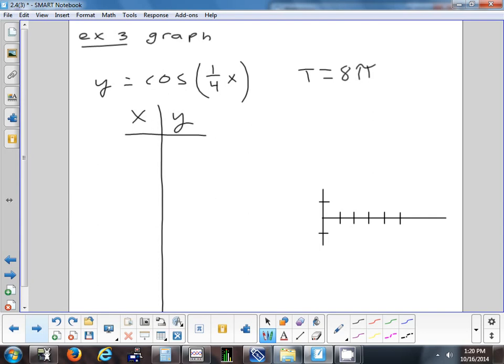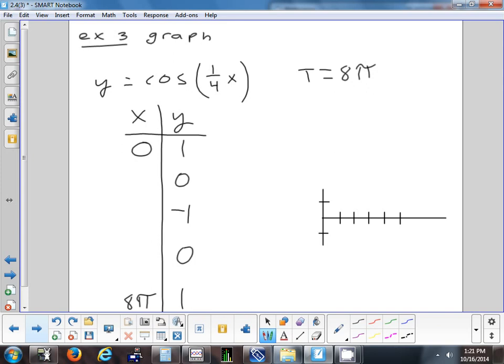Which column is not going to change? One, yep. What are my y values for cosine? 1, 0, -1, 0, 1. Okay, so we got our y values. My first x value is 0. And the fifth x value is the length of the period, 8 pi. Yep, that's the period. So for example, if I was going to graph the next period, it would be from 8 pi to 16 pi. There's a new period every 8 pi.